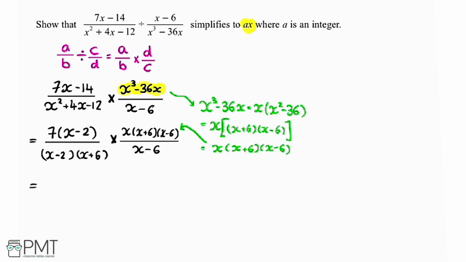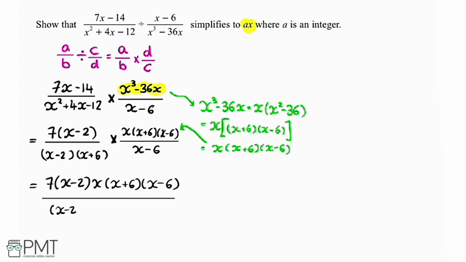Now I'm going to combine both fractions by multiplying them. When you're multiplying fractions, you multiply the numerators together and the denominators together. Here we have 7 times x minus 2, multiplied by x plus 6, multiplied by x minus 6, all over x minus 2, multiplied by x plus 6, multiplied by x minus 6.